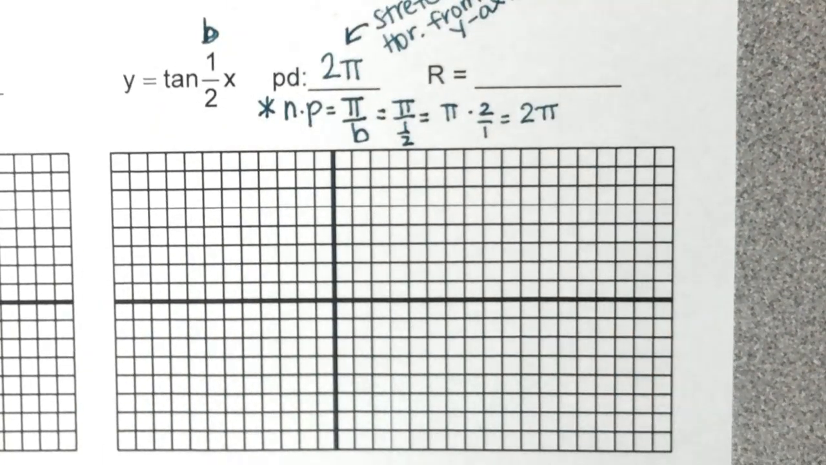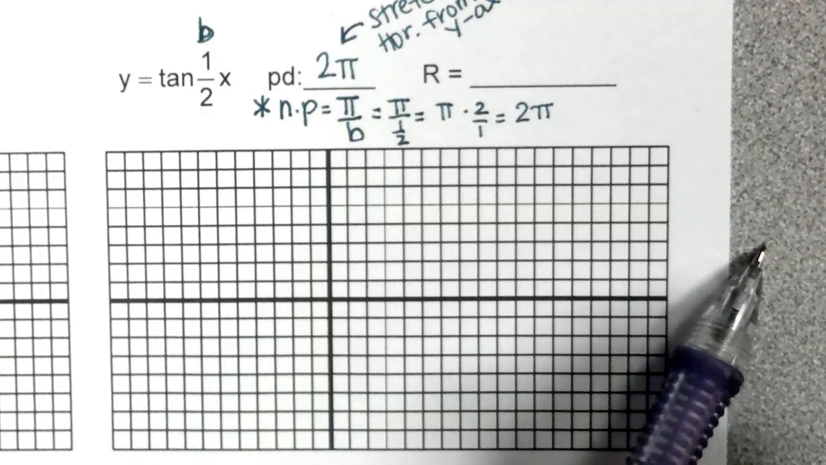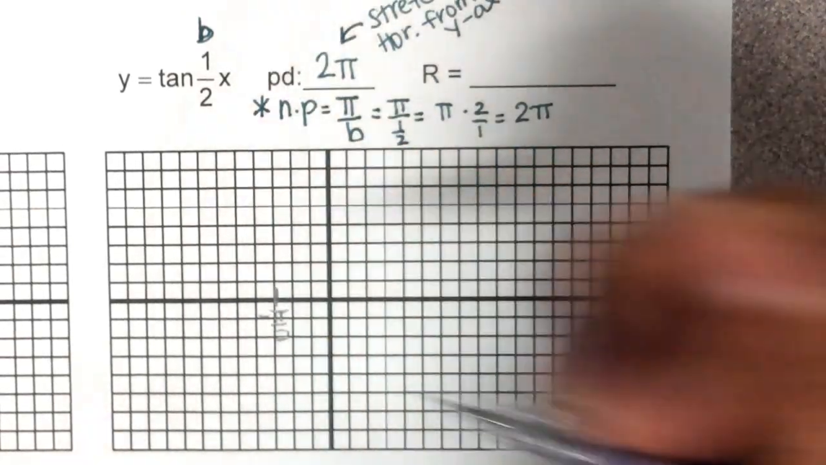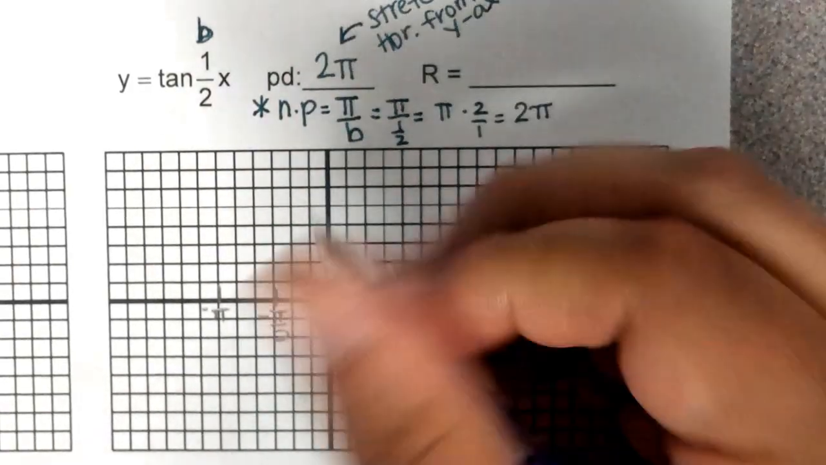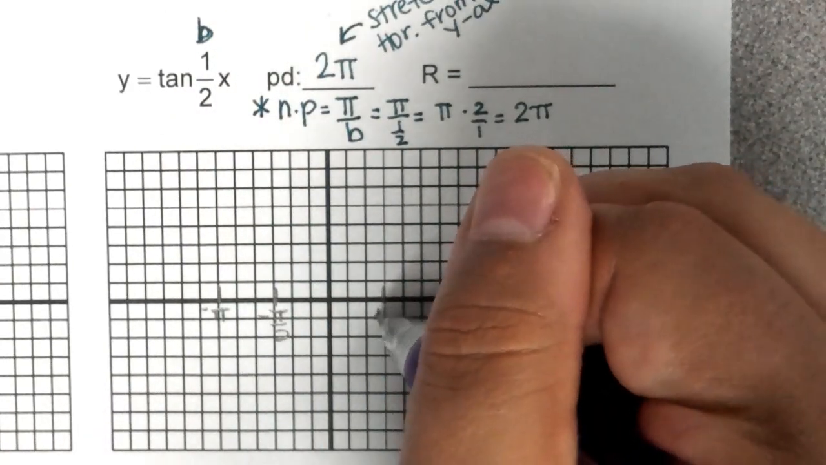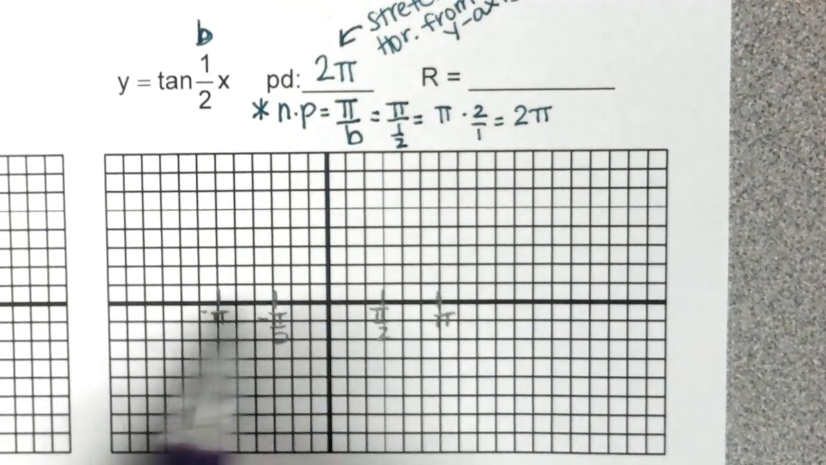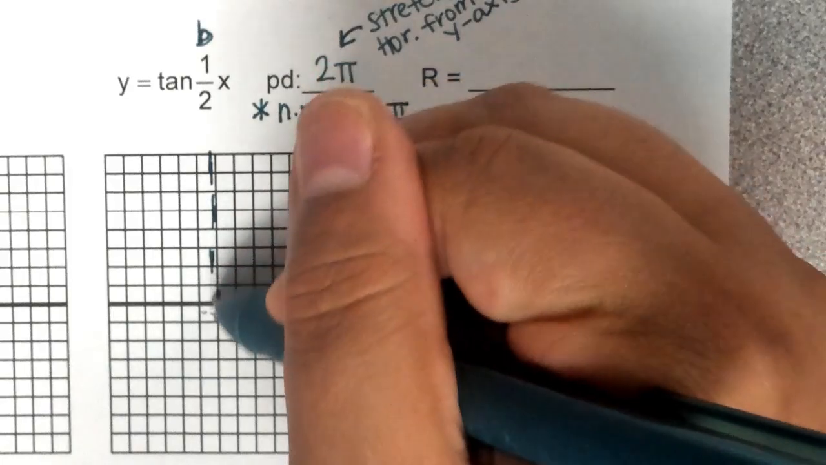So in this case, since my new period is 2 pi, I'm not going to go all the way to 2 pi. I'm going to go 1, 2, 3. Negative pi over 2 is where I normally go. But now this time I'm going to go to negative pi all the way to positive pi. Do you agree that is a distance of 2 pi if I'm at negative pi and I go to positive pi?